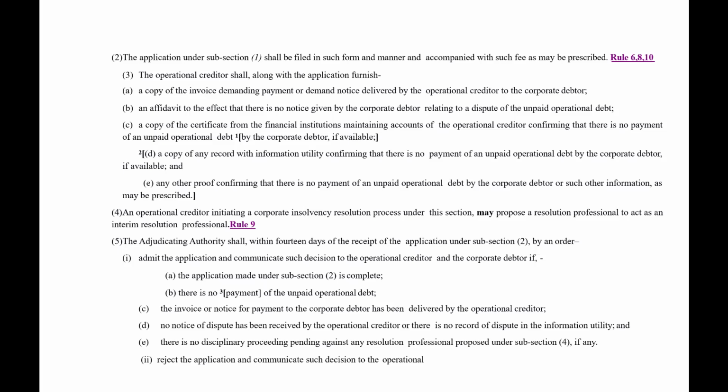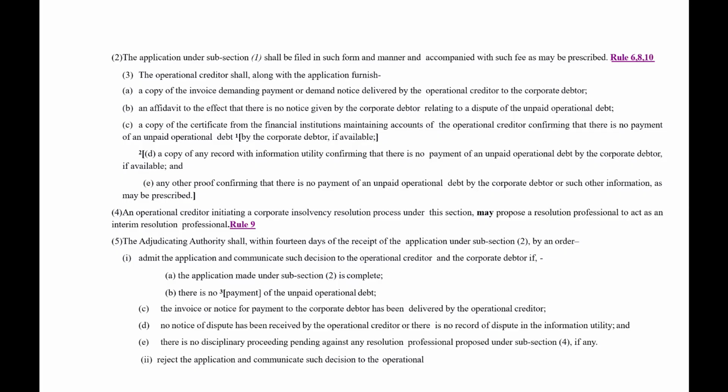Then a copy of the certificate from financial institution maintaining accounts of the operational creditor confirming that there is no payment of an unpaid operational debt by the corporate debtor if available. So a certificate from the bank may also be obtained if the banker is willing to give, otherwise it's not required, right? The words if available were inserted later because there was genuine problem before the OCs that bankers were refusing to issue this certificate. Then copy of any record with the information utility confirming that there is no payment of an unpaid operational debt by the corporate debtor if available, right? Any other proof confirming that there is no payment of an unpaid operational debt by the corporate debtor or such other information as may be prescribed. So these are the documents to be attached.